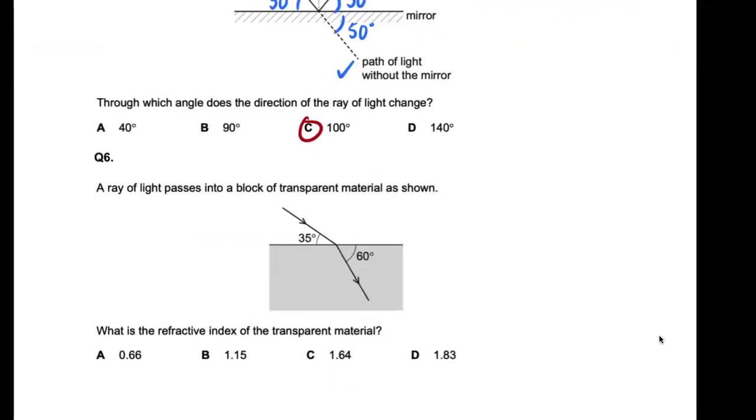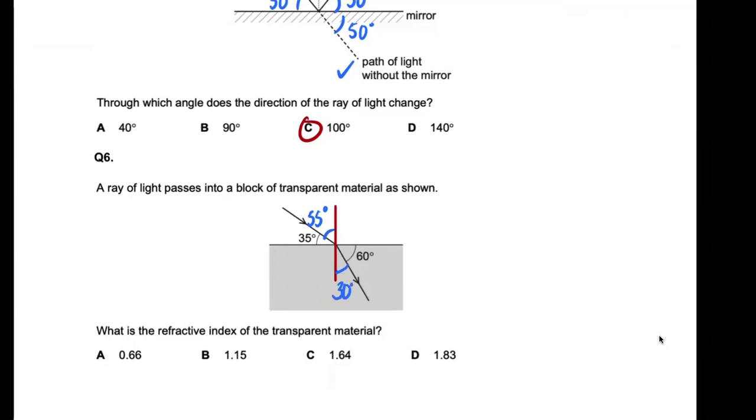A ray of light passes into a block of transparent material as shown. What is the refractive index of the transparent material? The first thing you should note in this is that neither of the angles are with the normal. So you first need to calculate that. If that is 35, this is 55 because of 90 minus 35. And if that's 60, similarly, this is 30.